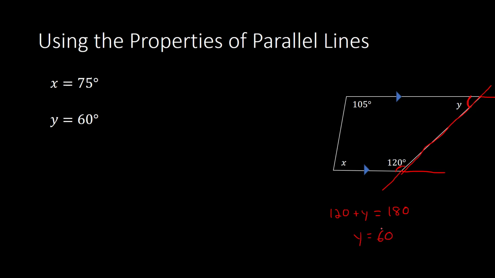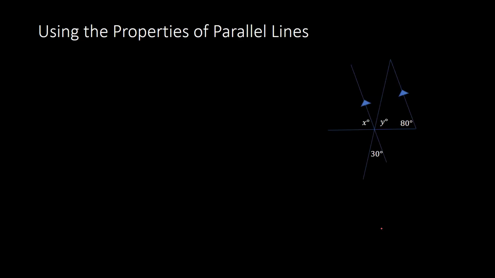Now let's take a look at one last example. And here we have many different things going on. We have our two parallel lines with the triangle to represent that they're parallel. And then we have one and two other lines cutting through. And so this one is kind of convoluted and may be difficult to visualize what is going on. But our objective is still the same. We're trying to find the value for x and y.